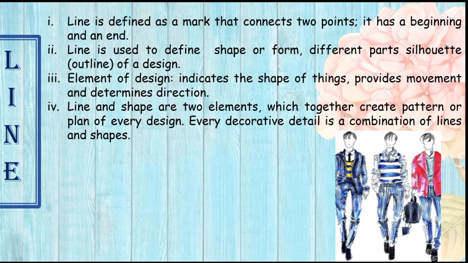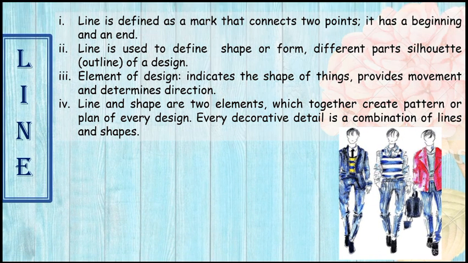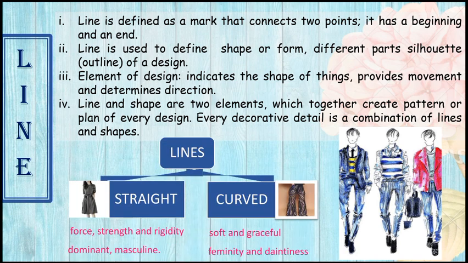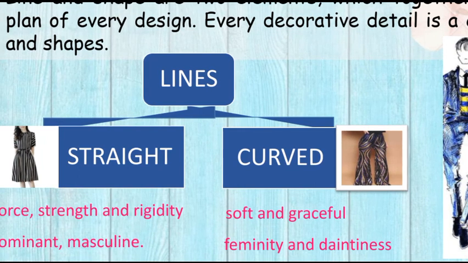Next we have, after lines, you can see the different types of lines. Lines are of 2 types, the straight lines or the curved lines. Straight lines, they give the impact of force, strength or rigidity. They are more dominant and masculine.